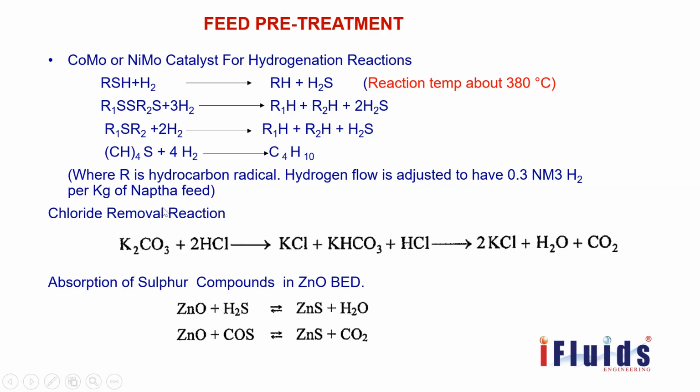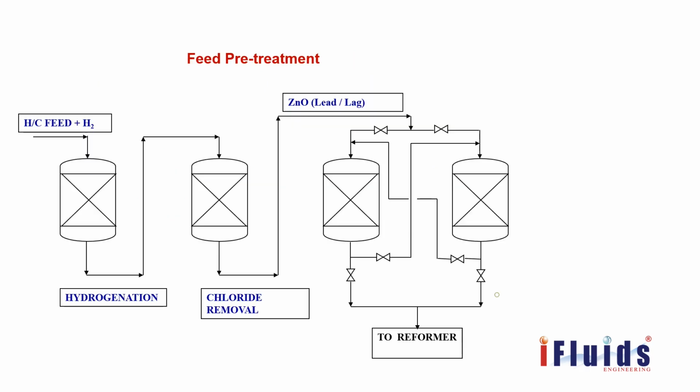The absorption of sulfur compound, the first reaction, is in the CoMo bed, the cobalt and molybdenum bed, where the sulfur compound is converted into H2S as organic sulfur. Whereas in the last step, absorption of sulfur compounds in the zinc oxide bed is for inorganic sulfur, that is hydrogen sulfide and carbonyl sulfide, which react with zinc oxide to form zinc sulfide, water and CO2. This is the pretreatment: saturation, removal of sulfur, removal of chloride components and removal of inorganic sulfur components.